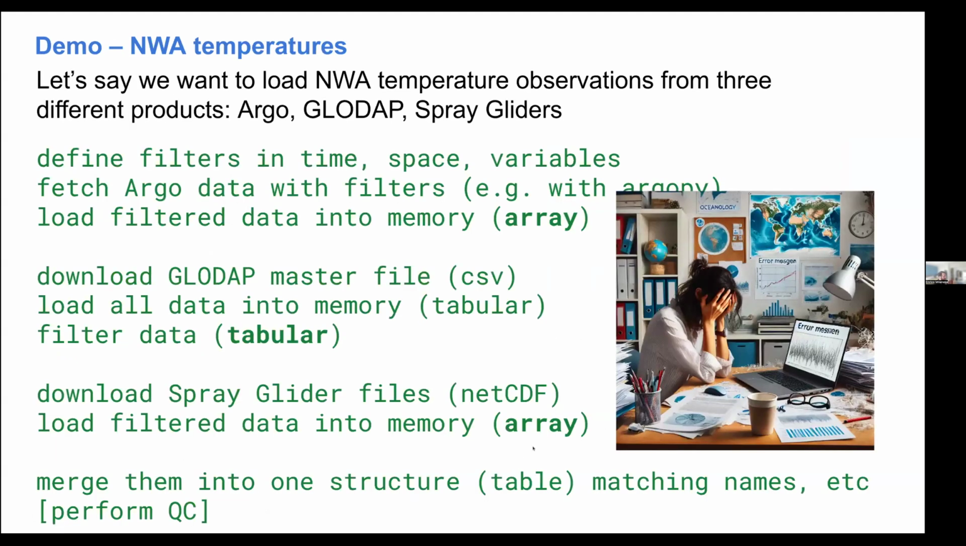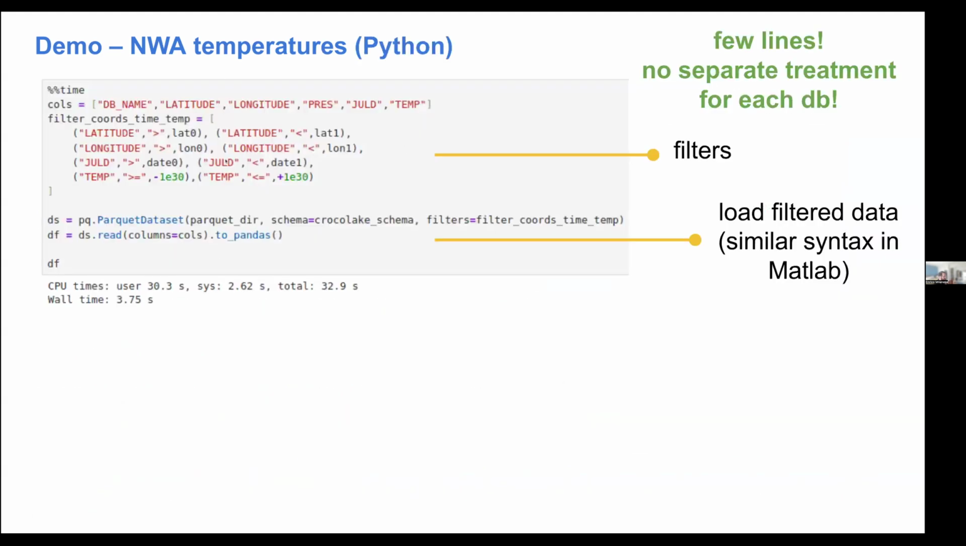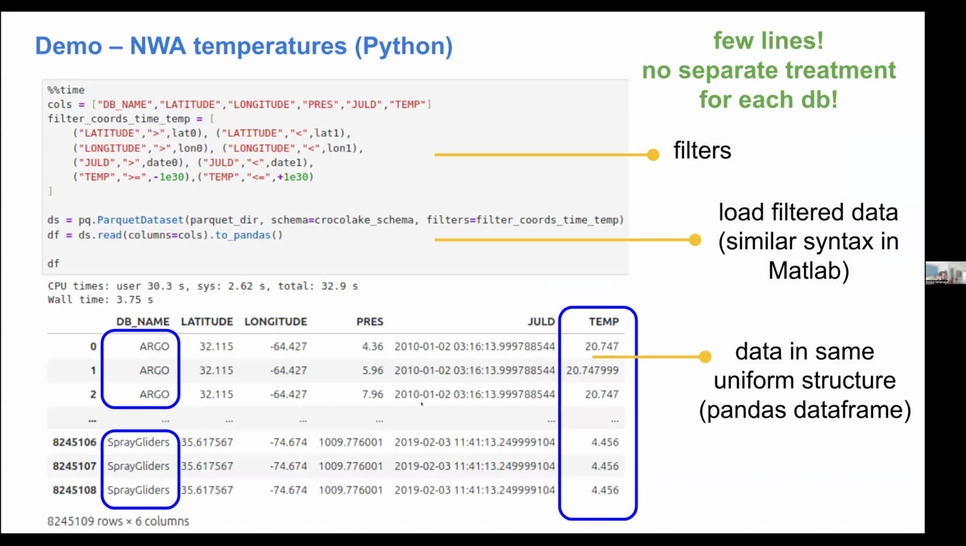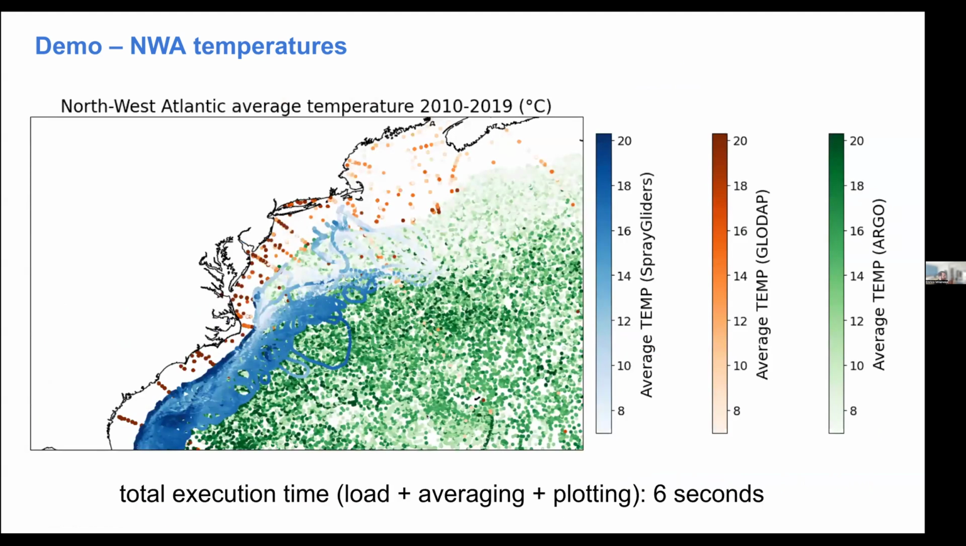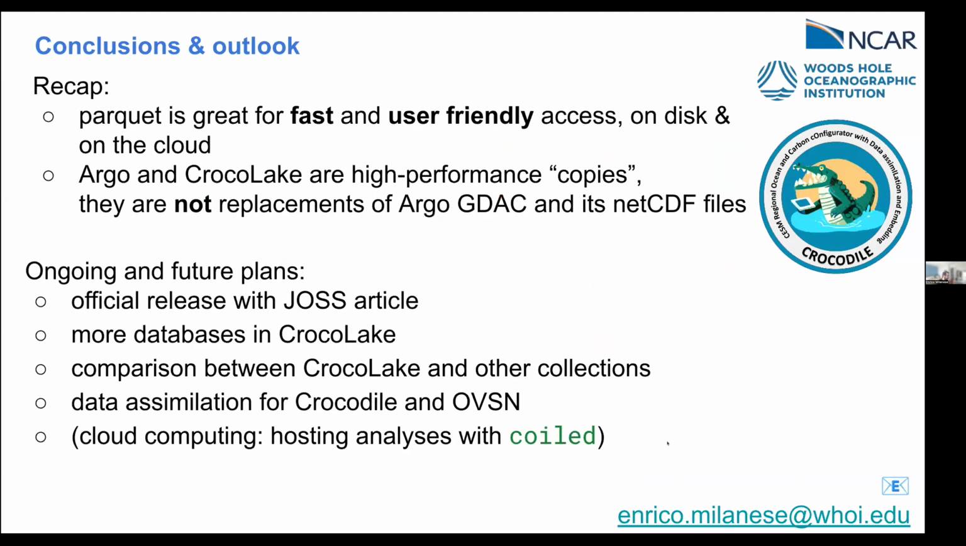I'm wrapping up. So how does it look for the grad student now? It's just a couple of lines of code. A couple to define the filters, another couple to load the datasets, and a few seconds to load it. MATLAB is very similar. In this case, we have one pandas DataFrame with all the different datasets and the variables that are uniform across datasets. This is the nice picture once I load the data, and I can show the temperatures from different datasets, and that's it. I will leave the final slide here.